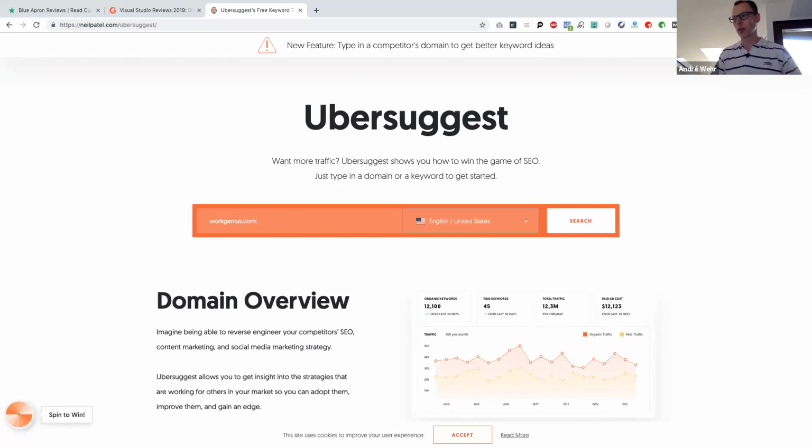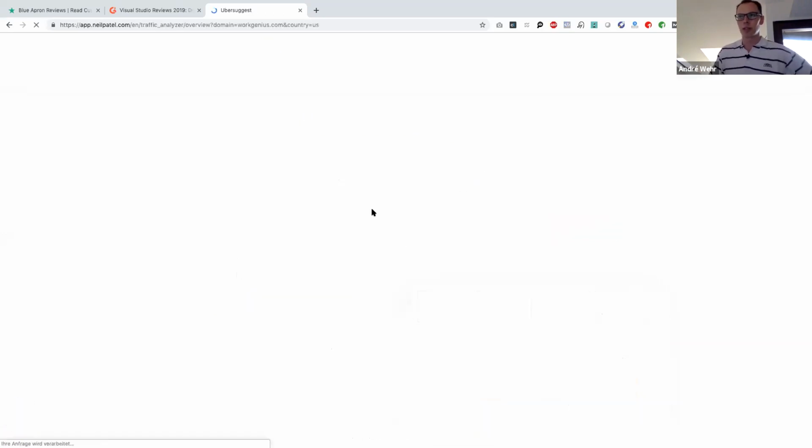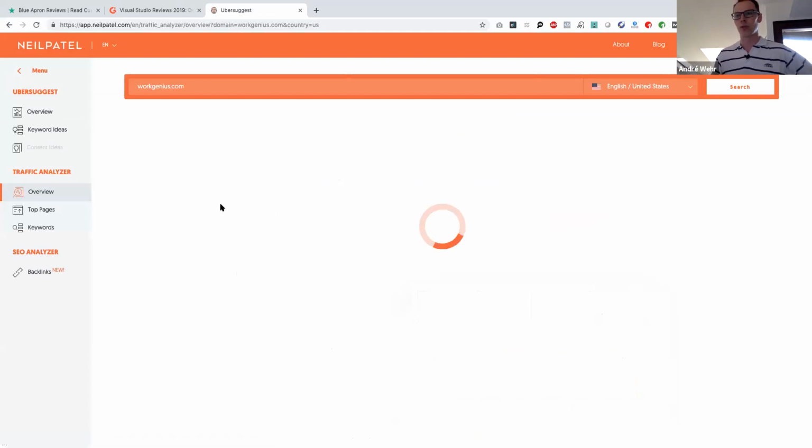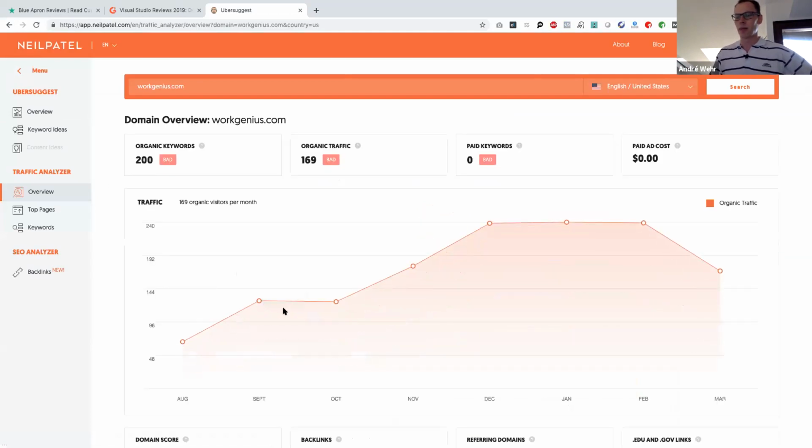Workgenius has the following domain. With Ubersuggest, it's possible to get ideas on what keywords you can generate, what the top pages of your competitors are, and so on. Here we want to use it more for understanding the storyline of potential competitors. There is a new feature they brought into this product only a few weeks ago: you can check competitors' URLs for free.